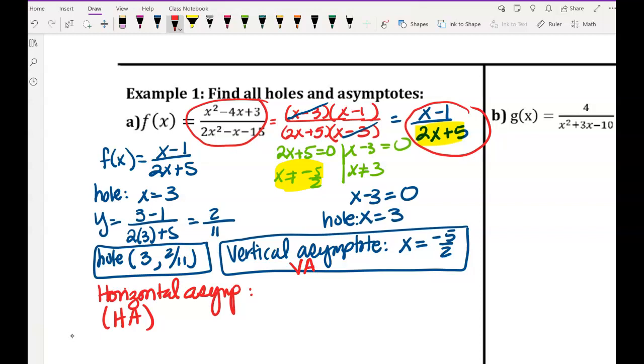Horizontal asymptote, remember you have 3 cases. We have to look for the degree on the top and then see what's happening. The degree on the top is 2. The degree on the bottom is 2. The degree means the exponent of the highest exponent. If you look at the reduced form, the degree on the top is 1. The degree on the bottom is also 1. So right now, degree on the numerator equals degree on the denominator.